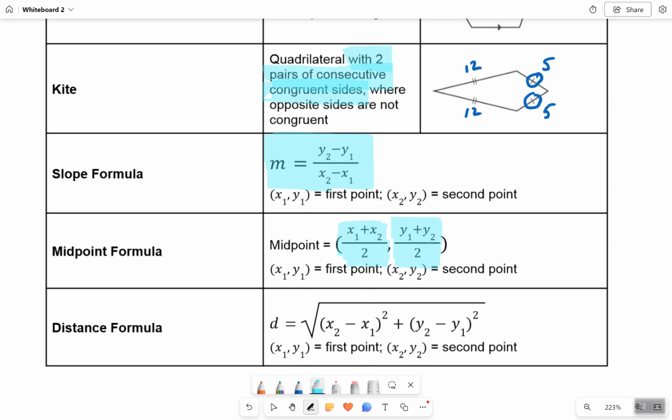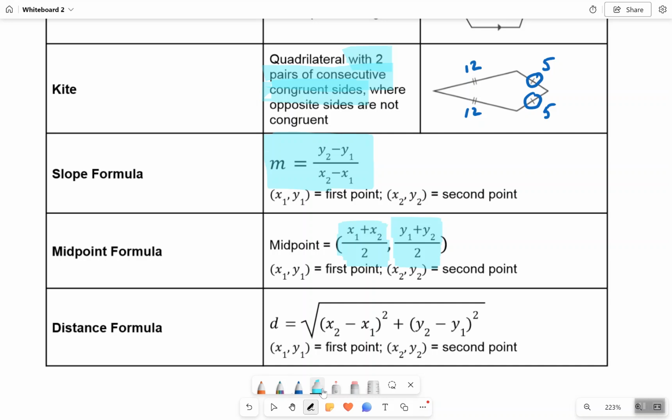Where's the very middle of 10 and 6? How much? 8. What's 10 and 6 add up to? Cut that in half. Puts you right at 8, right? Okay, so the midpoint's just the average of the 2 points, if you will.